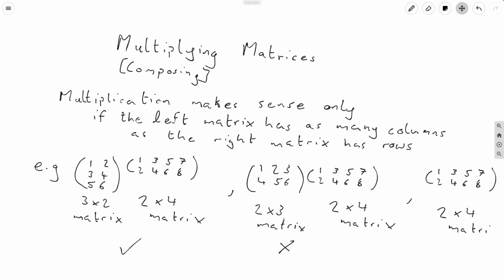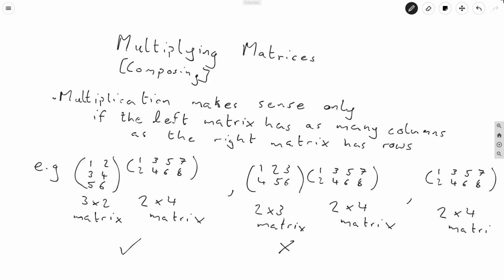So what I mean by that is this sentence here. Multiplication of matrices, I should put in there, makes sense only if the left matrix has as many columns as the right matrix has rows. Okay? And I've got some examples of this down here. This left matrix here has two columns, this first one and the second one, and three rows, this one, this one, and this one. This matrix on the right has four columns, 1, 2, 3, 4, and two rows.